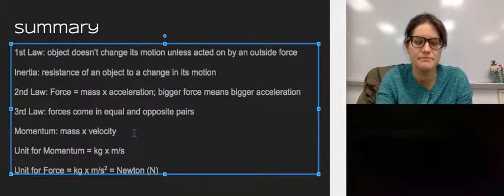Momentum is mass times velocity as opposed to force, which is mass times acceleration. Force is measured in newtons. Momentum is measured in kilograms times meters per second. The unit for force is kilograms times meters per second squared, newtons for short.